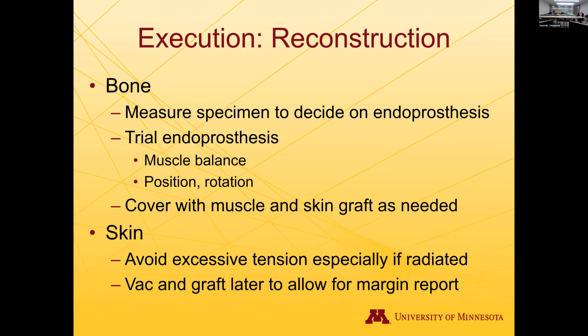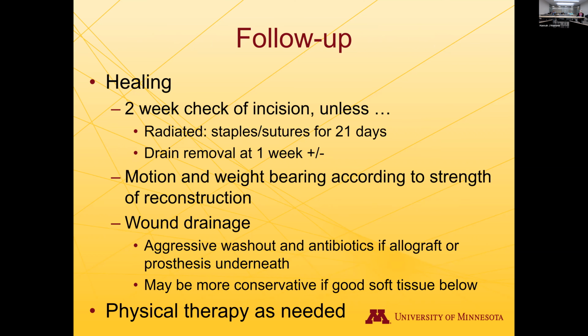And then we cover with muscle and skin graft as needed. We want to avoid excess tension on the skin, especially if it's radiated. And I mentioned the use of a wound vacuum and delayed grafting, which helps us sometimes if we're concerned that we might have positive margins. I think we might have to go back. I'd rather not put a skin graft in an area that's likely to have a positive margin than have to go back and do a second skin graft.